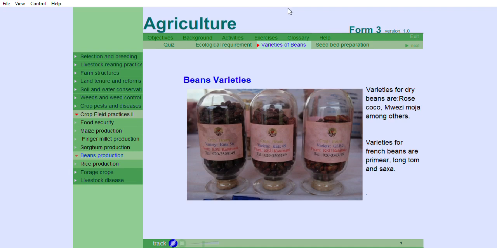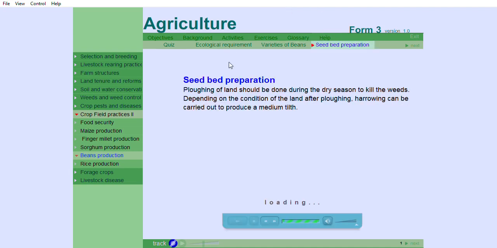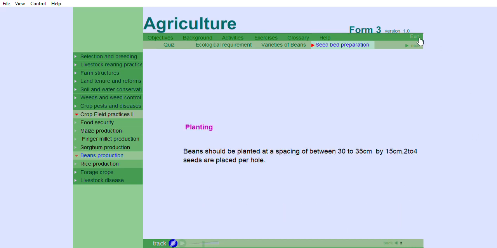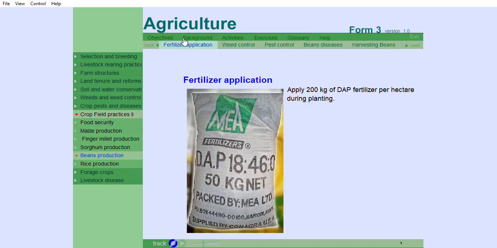Seedbed preparation. Plowing of land should be done during the dry season to kill the weeds. Depending on the condition of the land after plowing, harrowing can be carried out to produce a medium tilth. Fertilizer application. Apply 200 kilograms of DAP fertilizer per hectare during planting.